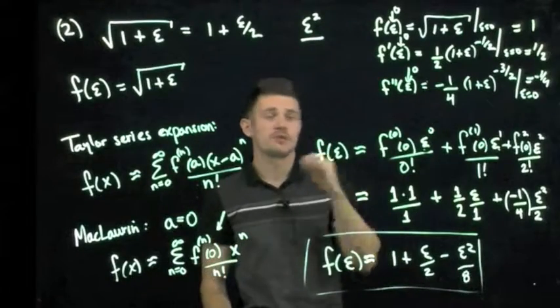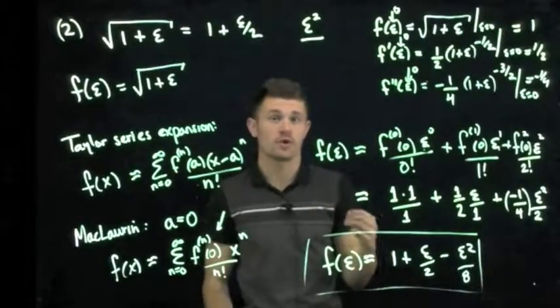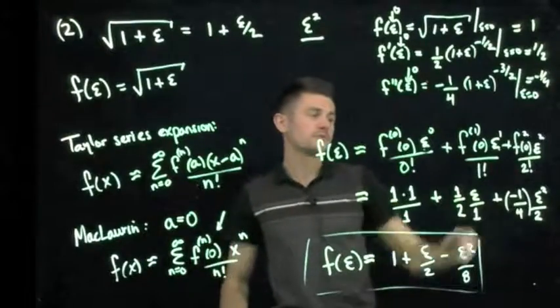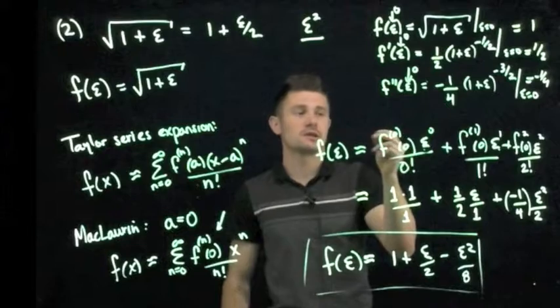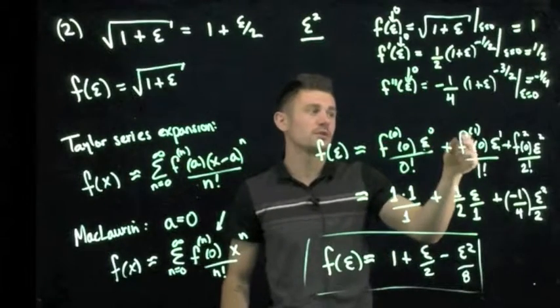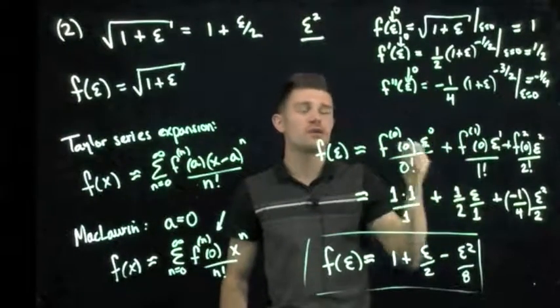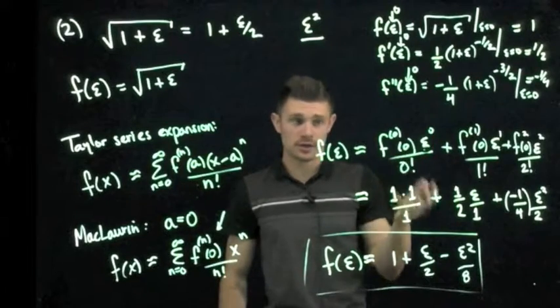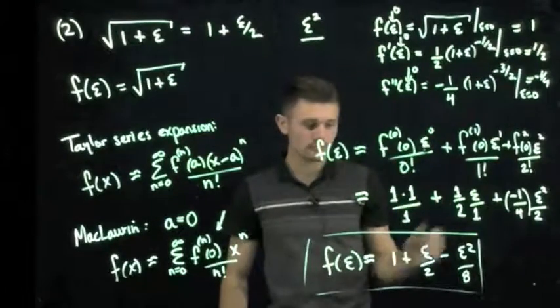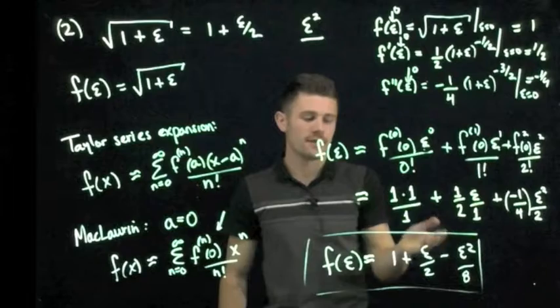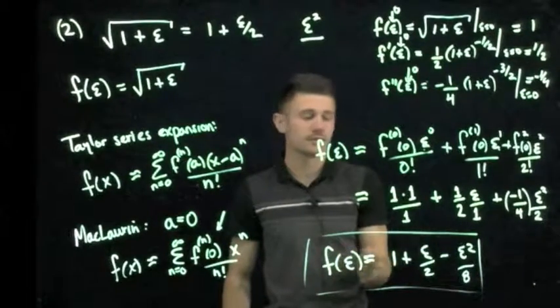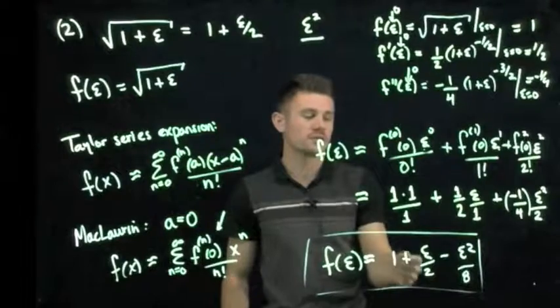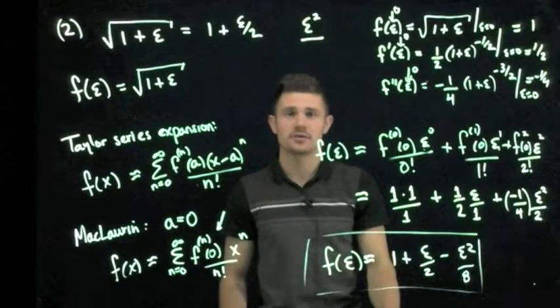And again, we want to go up to the quadratic approximation, so the quadratic term of epsilon, which comes in when we have epsilon squared. We plug in all of our values of our function to whatever derivative, in this case the first derivative and second derivative, evaluated at the value of epsilon, which is just 0 for the Maclaurin series expansion. That expansion gives us an approximation of our function f of epsilon to the quadratic term, which is just 1 plus epsilon over 2 minus epsilon squared over 8.